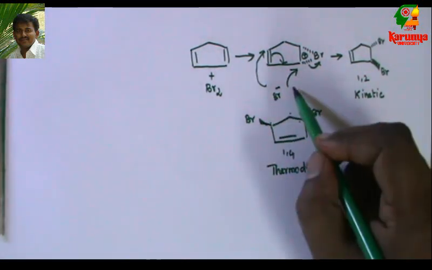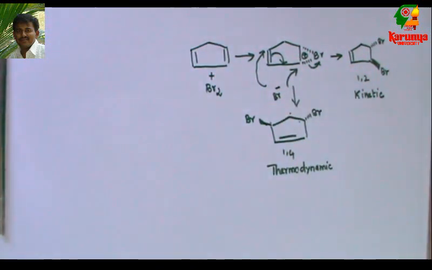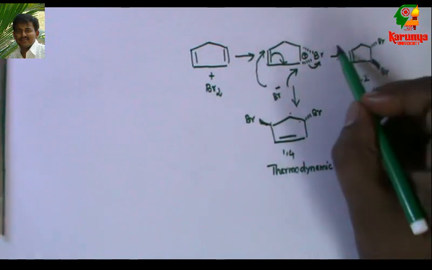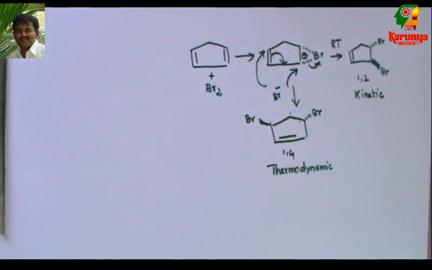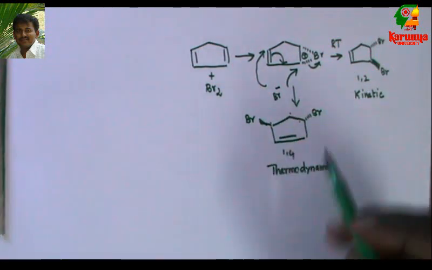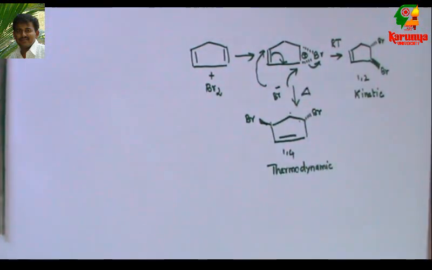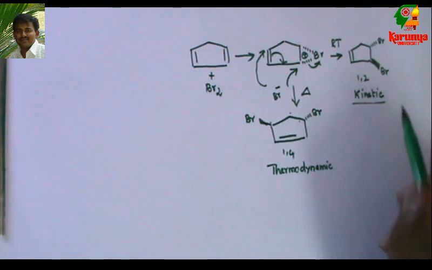We can get both products depending on the reaction condition. If you go for room temperature, you will get only kinetic product. If you go for high temperature, maybe around 60 to 100, you will get thermodynamic product, that is 1,4 addition product. Since in the problem they have mentioned room temperature, we have to consider this product only.